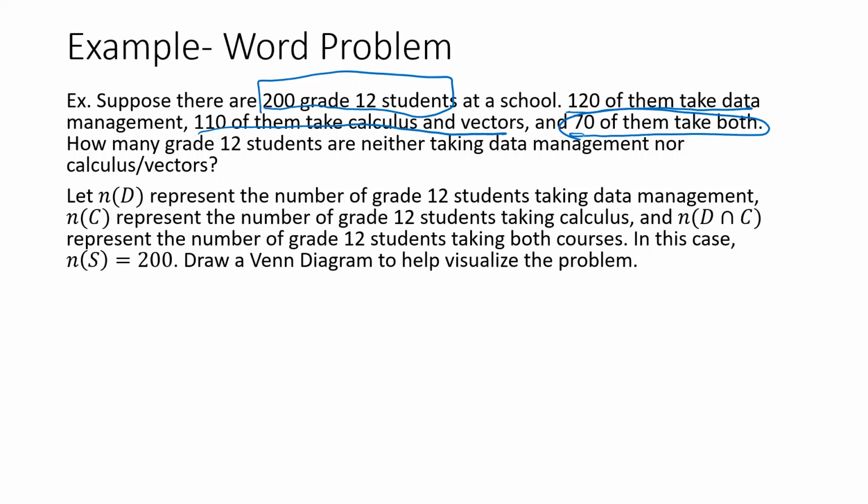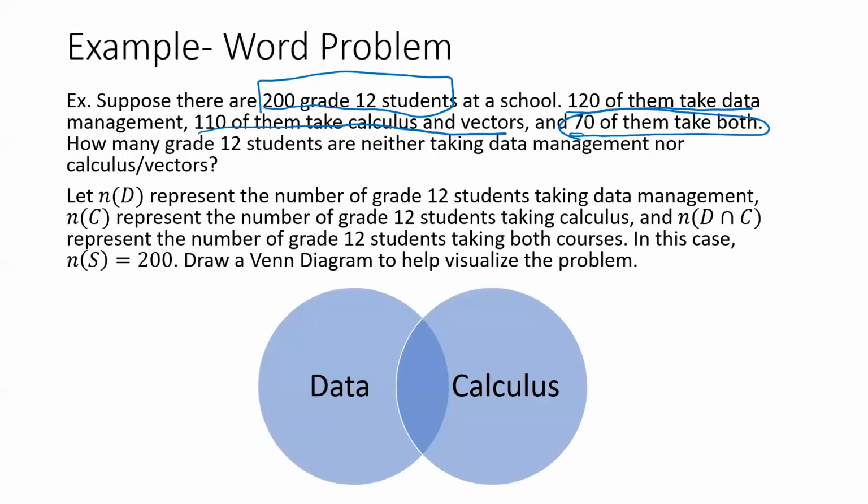Instead of writing data management, I'm going to write D, okay? So the set D is the set of students that take data management. The set C is the set of students that take calculus and vectors. And obviously, we're told that 70 of them take both. There are going to be 70 elements, or 70 students, in set D and set C. I hope that makes sense so far, right? And altogether, the number of elements in the sample is 200 because that's the total number of grade 12 students we have. So we're going to draw a Venn diagram to help us out.